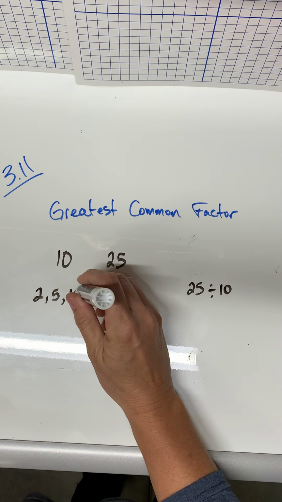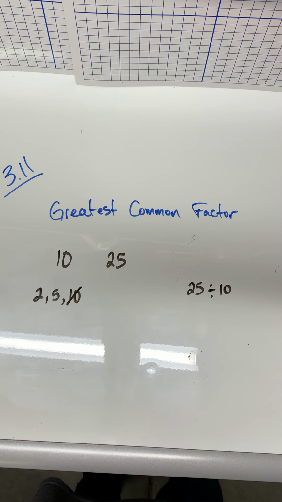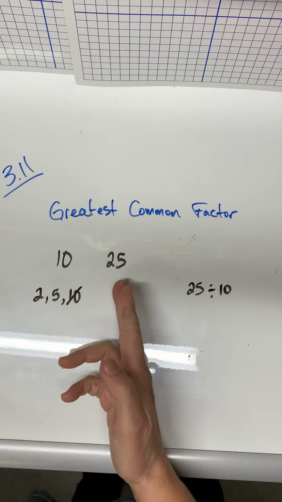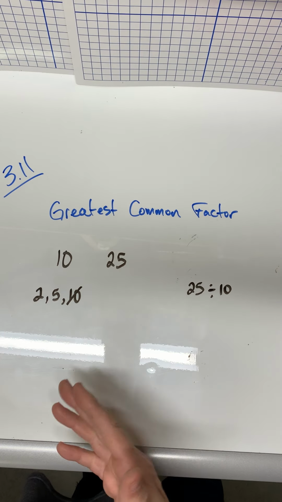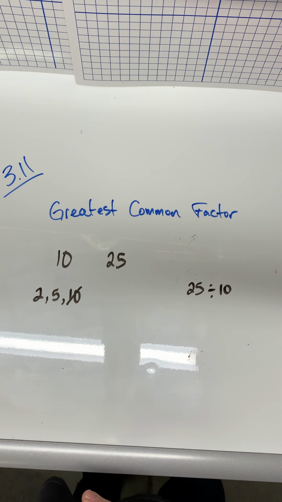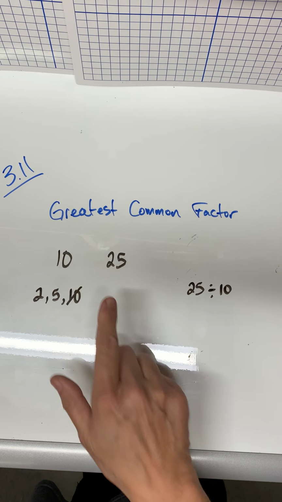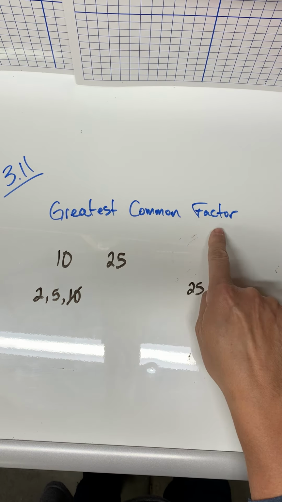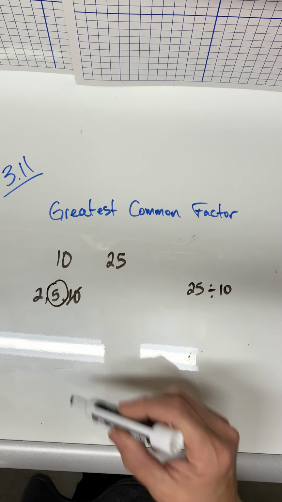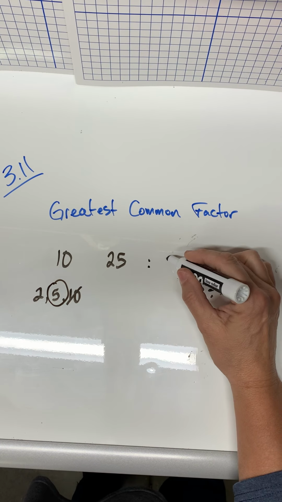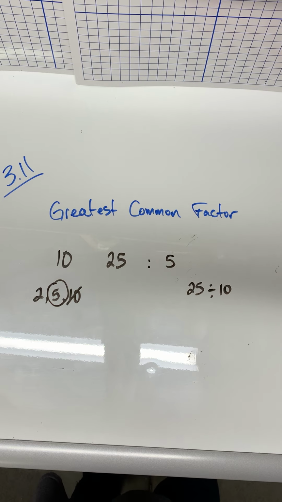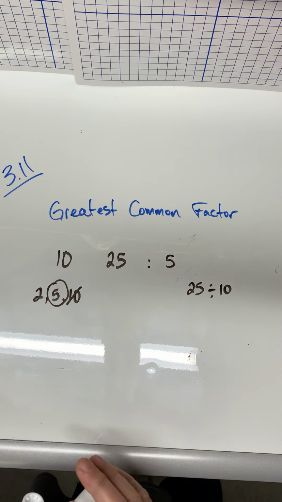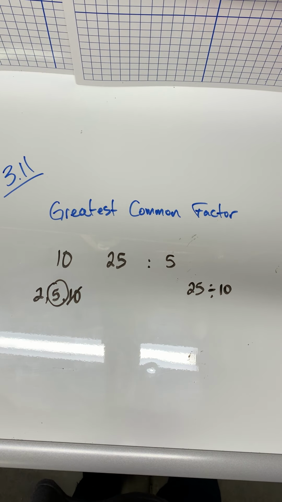So it doesn't qualify. How about 5? Does 5 go into 25 evenly? Yes, it does. 5 goes into 25 5 times. So even if 2 went into 25, which it doesn't, we're looking for the greatest common factor. So the answer would have to be 5. So here the GCF is 5. It's the biggest number that fits evenly into both individual numbers that you started with.